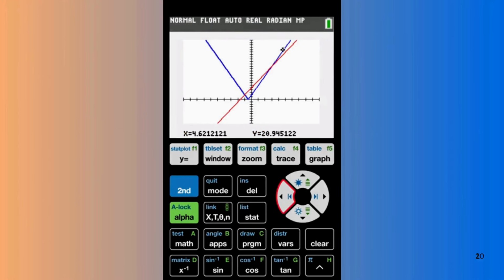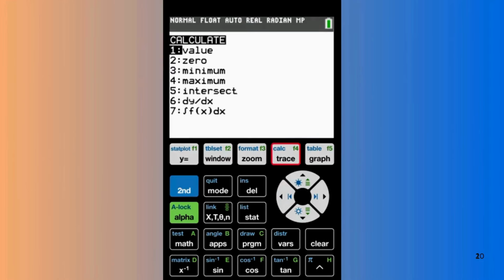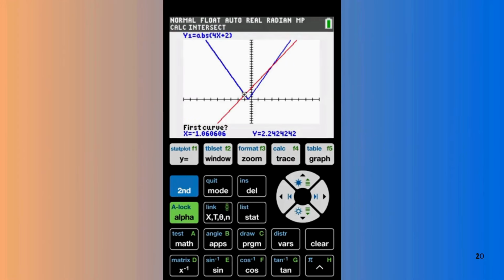So now moving my cursor closer to the other intersection point, we're going to follow the same process. So second trace, 5 for intersect. Now we're going to hit enter to tell it, yes, I'm on the first curve. You notice again, the blinking cursor moved to the linear function now. So we're hitting enter just to confirm that. It's asking me to guess. I hit enter yet again. And now I have my second intersection point, which happens at 3, 14.